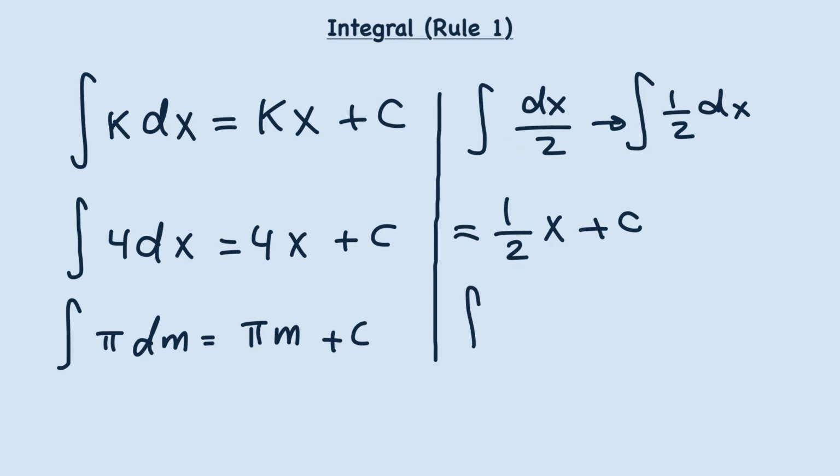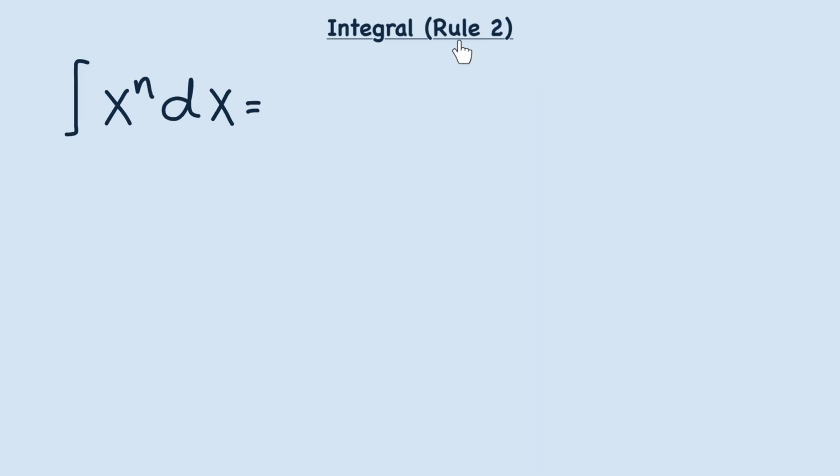Let us take one more example. Integral of e dn. Because e of course is a constant, a number, I have to multiply it by n this time, because we have dn, plus c. Now let us go to rule number 2. I have the integral of a variable raised to a constant number dx. So the integral will be the variable x raised to n plus 1 divided by n plus 1 plus c.